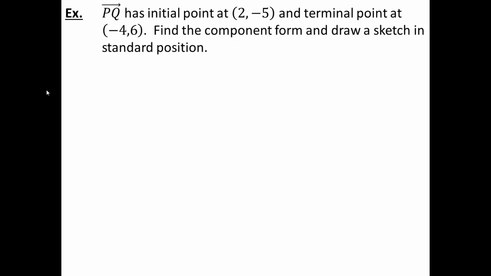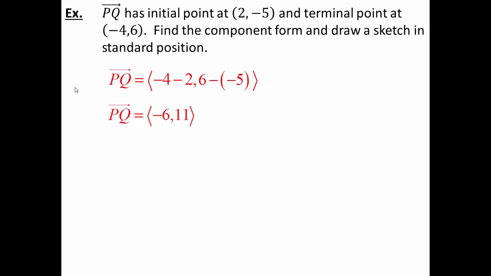Alright, so we've got initial point at 2, -5, terminal point at -4, 6. So if I want vector PQ, remember it's head minus tail. I'm going to take the terminal point and subtract the initial point. Subtract the x's, subtract the y's. So we'll start with -4 take away 2, 6 take away -5, which gives us -6, 11 as our component form. Most common mistake is going to be those double negatives. Be very careful with those double negatives. So -6, 11 is my component form.